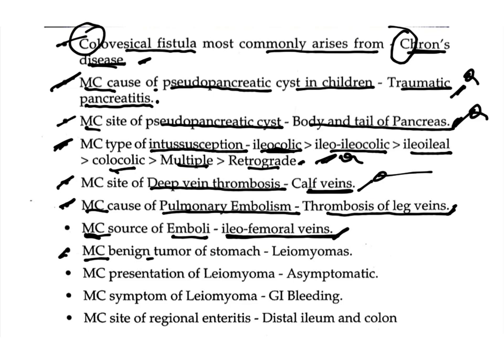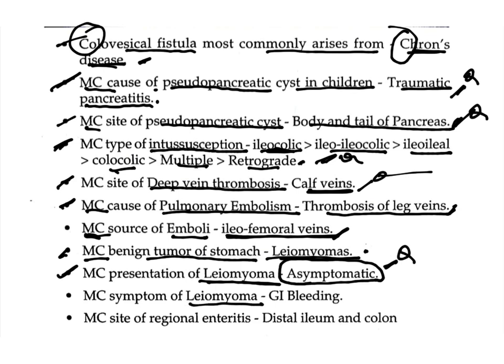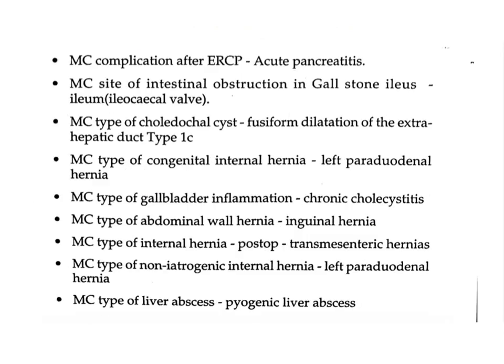The most common benign tumor of stomach, leiomyomas. Now the most common presentation of leiomyomas, asymptomatic. The most common symptom of leiomyoma is the GI bleeding. The most common site of regional enteritis, distal ileum and colon. So the most common complication after ERCP is acute pancreatitis, what I've told you.